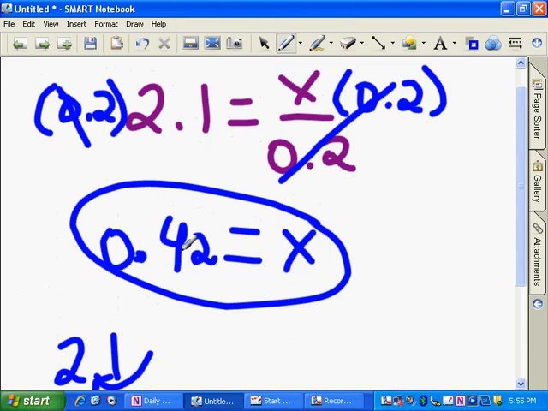And I know I'm right because 0.42 divided by 0.2, you can multiply it out and see that you do get 2.1.